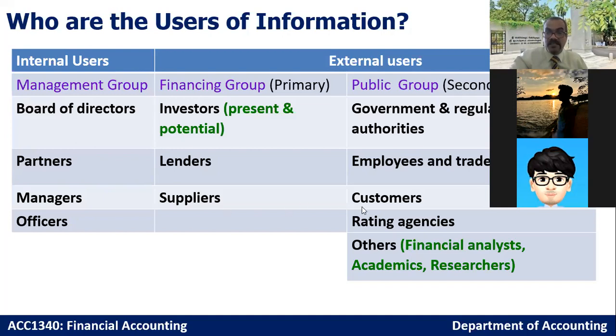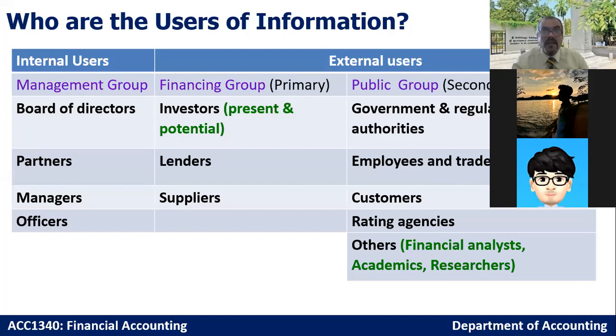Rating agencies, public groups. So the secondary external users, they do not get information directly from the entity in a way. The entity prepares information purposely for the primary users, but the same information can be used by secondary users. For example, students for research purposes. Then are you a primary user or secondary user, as a researcher?